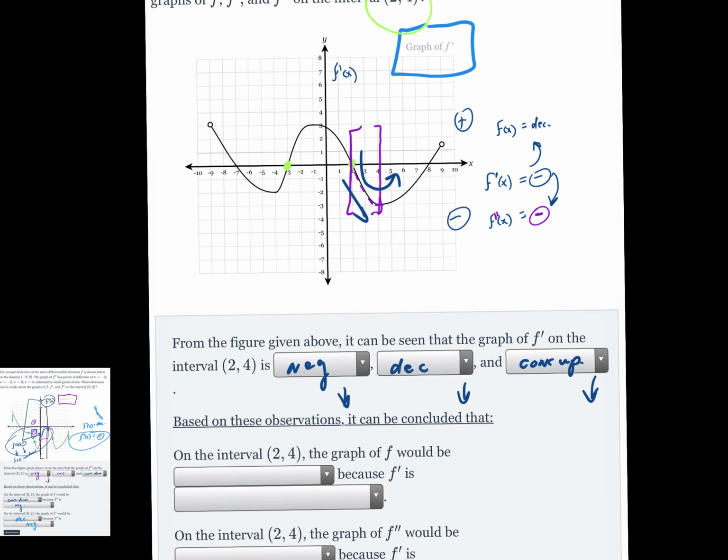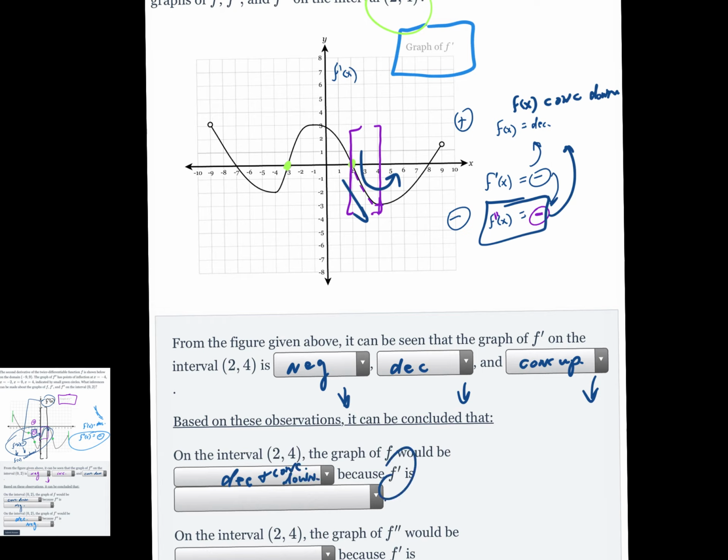Based on these observations, we can then conclude, well, what about the original function f? Well, remember what we just said up here. The original function is decreasing, so I'm going to write decreasing. They're also going to ask you to infer what about the concavity of the original f of x. And if you notice here, we just got done saying the second derivative value is negative, so that would infer that the original f of x second derivative negative values means concave down. So we know that this is decreasing and concave down.